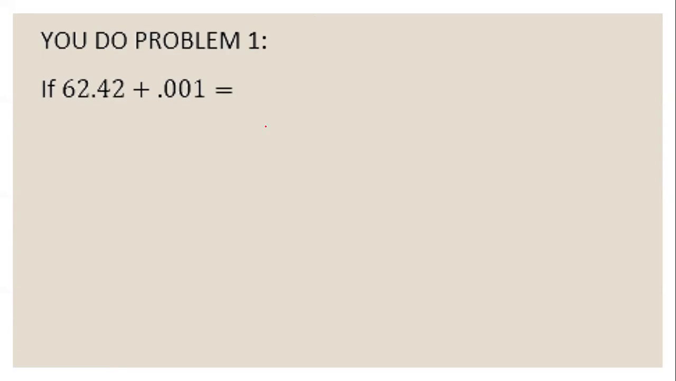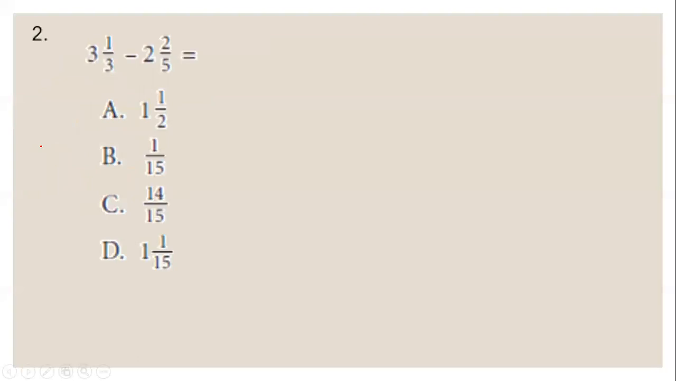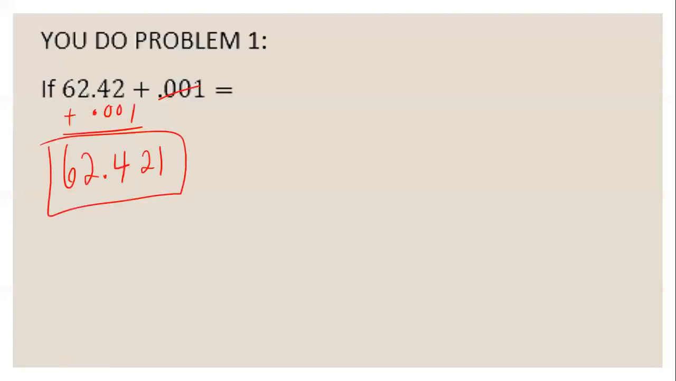All right, so again here, you should have just simply lined up the decimal places. So I'm gonna be resourceful and just move it here. And you should have gotten 62 and 421 thousandths. Yes? All right. Now, just recapping, is there any difference between subtracting? No, we still have to line up the decimal places and we work our way from right to left.